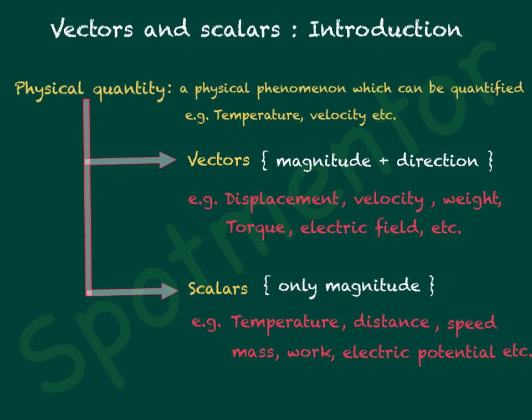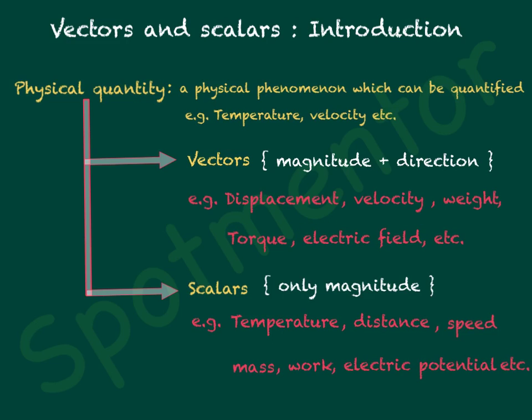But what about velocity? If the bird is moving, can you just say it is moving at 20 meters per second and be done with it? No. You also need to specify in which direction the bird is moving to complete the information about the velocity. That's why velocity is a vector quantity.